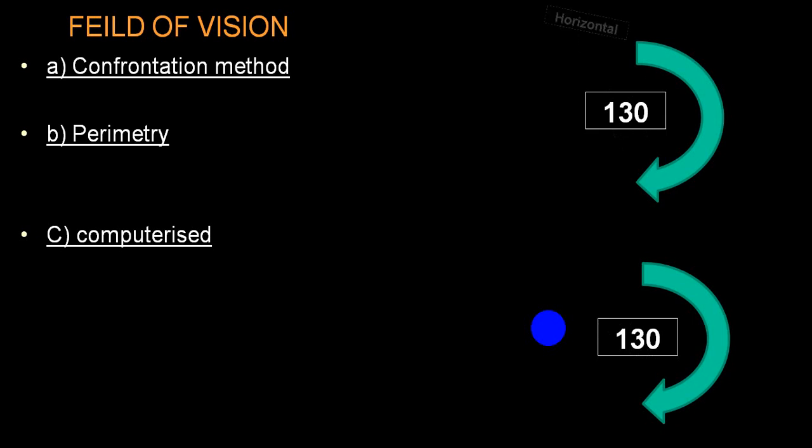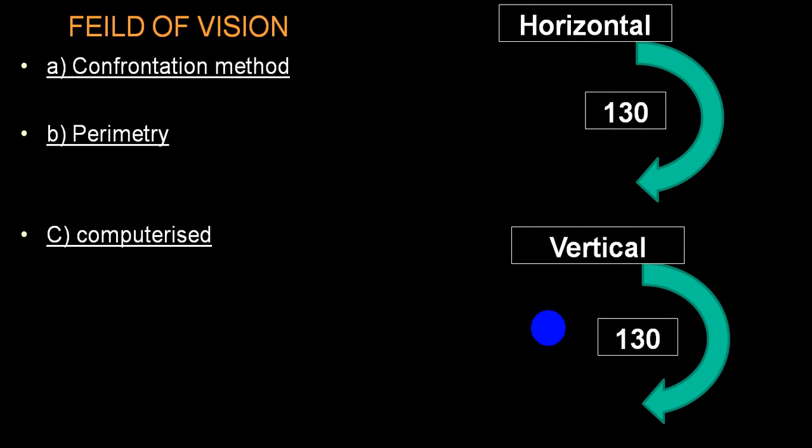These are the two fields. One is the horizontal field, which is again not more than 180 degrees. It is approximately around 130 degrees, and even in the vertical field it is not more than 130 degrees.